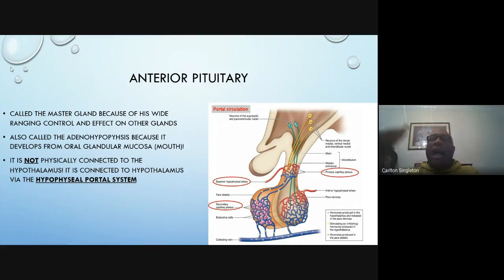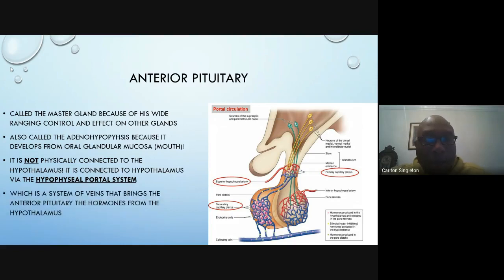So how does the hypothalamus stimulate the anterior pituitary? It's by what's called the hypophyseal portal system. This is a series of veins where the hypothalamus will secrete its hormones into this portal system, and then those will be taken to the anterior pituitary, and that will stimulate the release of the hormones in the anterior pituitary. So it's a system of veins as well.